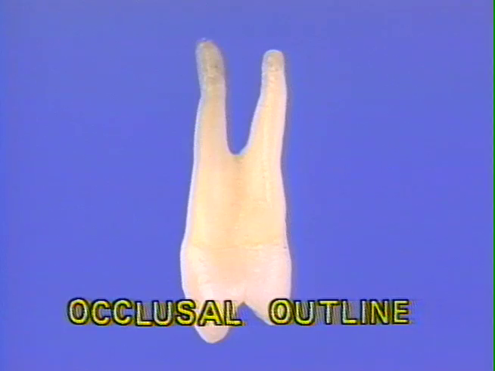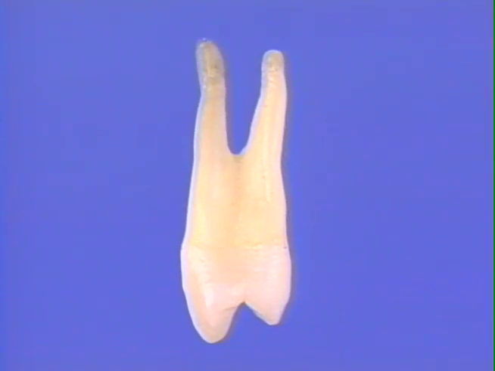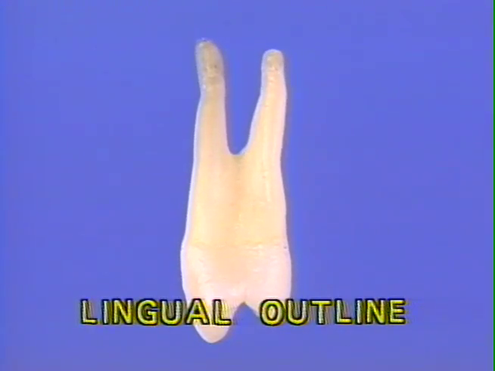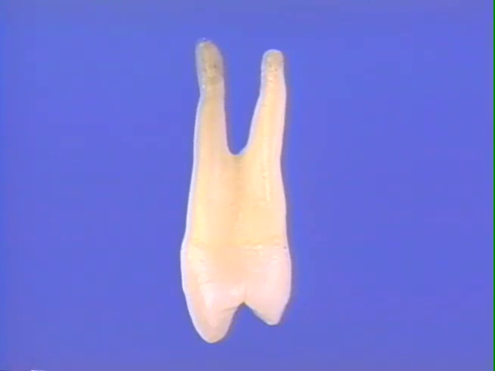Occlusal outline. The occlusal outline is irregular and is made up basically of the mesial marginal ridge and the cuspal inclines of the buccal and lingual cusps. The lingual cusp appears to be shorter than the buccal cusp. Lingual outline. The lingual outline is evenly convex, with the height of contour located in the middle third.